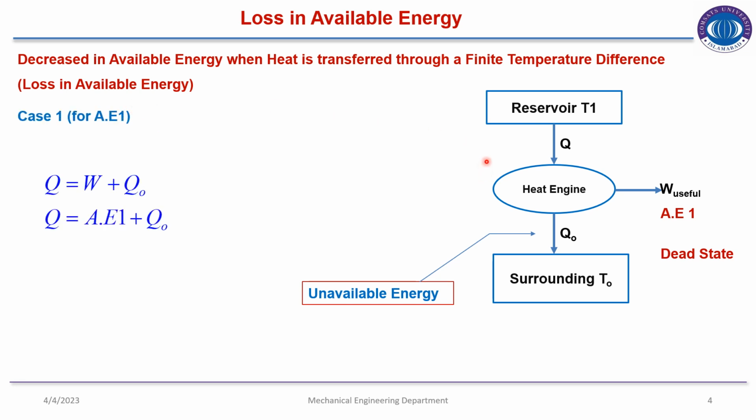Now a schematic diagram of a heat engine is shown on the right hand side, and we want to calculate an expression for decrease in available energy or loss in available energy. So now we are discussing case 1. In the previous slide we discussed the two cases separately: a body at a temperature of T1 and a body at temperature T2. The body temperature is reduced when some amount of heat is rejected from the body.